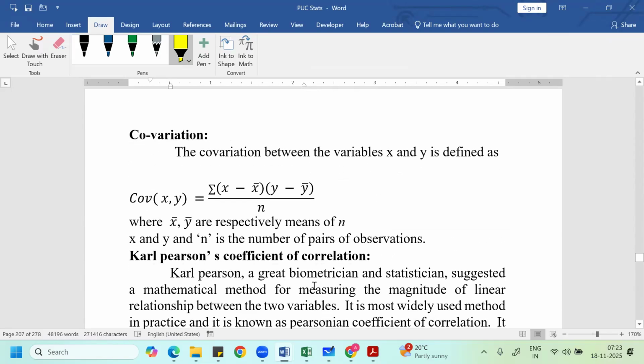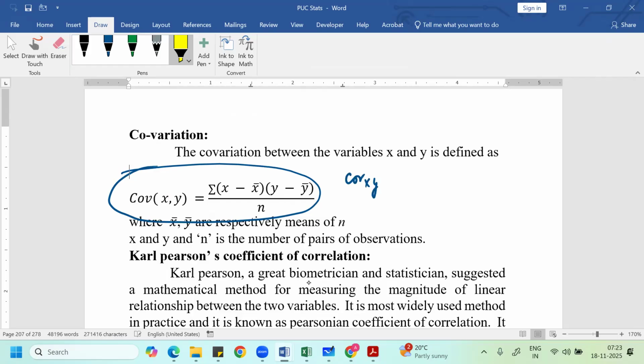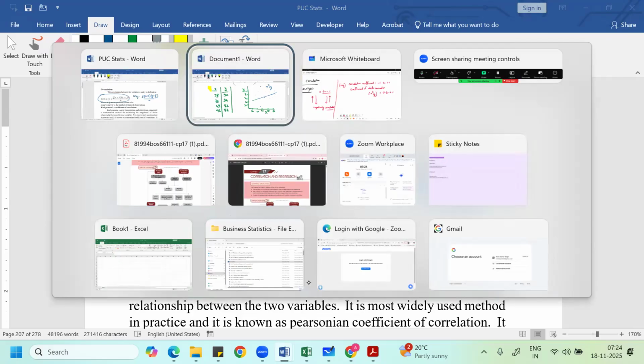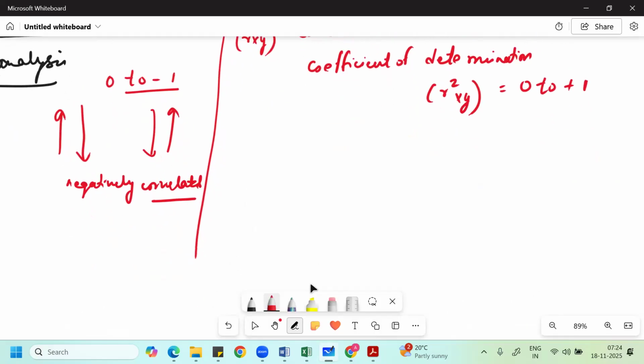Then this is an important formula for you all. This is the formula of covariance. Covariance is again a very important variable which we have to study. The formula of covariance between x and y is summation of (x minus x bar) into (y minus y bar) by n. This is the formula of covariance as you can see on your screen. And from covariance we can calculate the correlation coefficient.